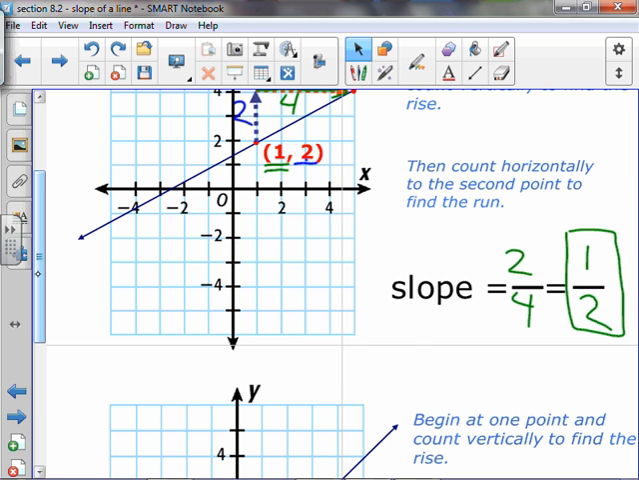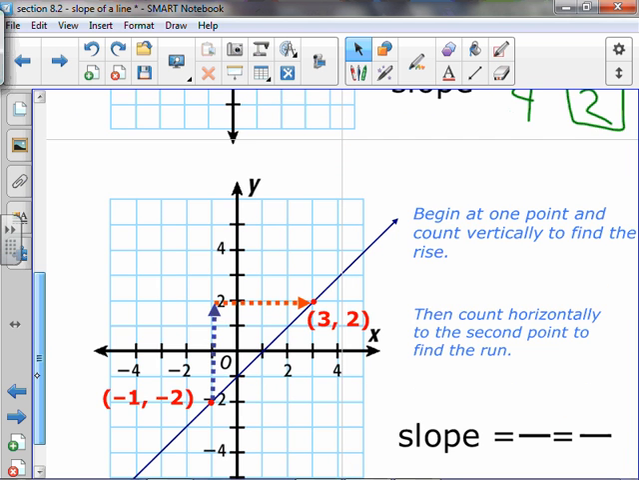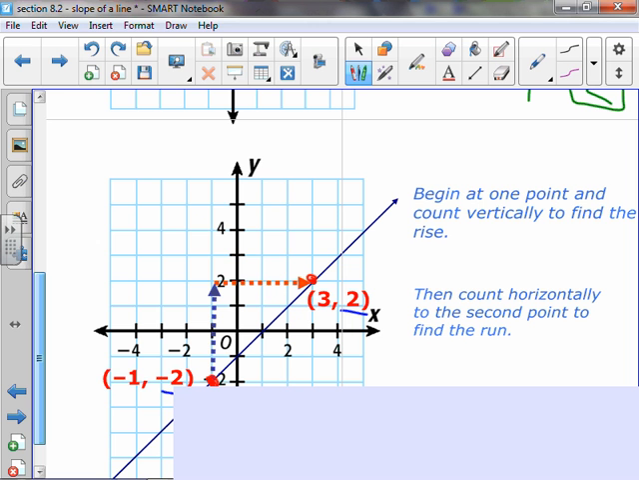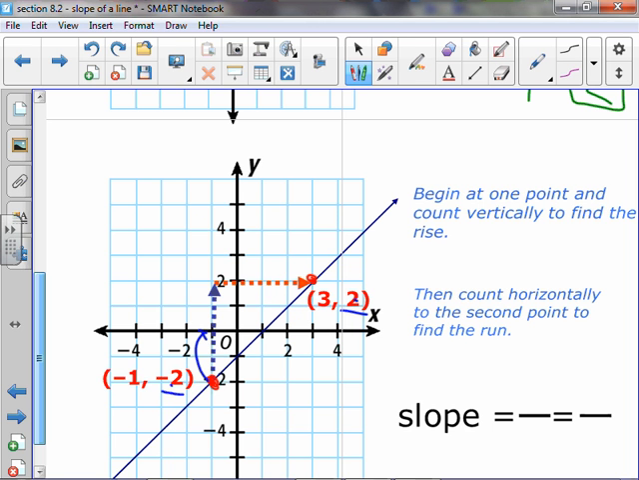Okay, now we're going to do another one. Once again, we have a different line here, and we're going to find 2 points. They're already given to us right here. There's 1 point, there's the second point, and I want to find my rise and my run. Again, the rise is the y values. How far is it to get from -2 up to 2? Well, I go 2 to get to 0, another 2 to get to +2, and so my total rise is +4.